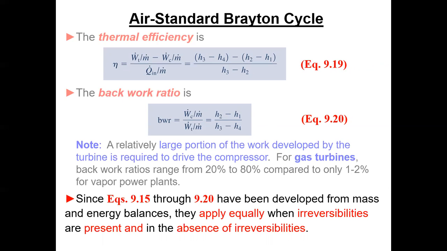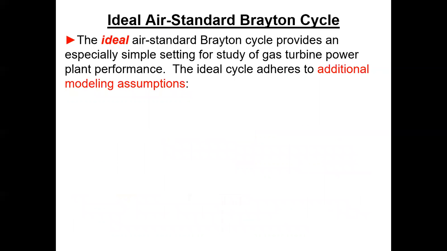And this comment is just saying that all these enthalpy differences apply whether we have irreversibilities present or not. We developed them from the argument for isentropic and irreversible and all that, but those enthalpy differences still apply even if there's irreversibilities present. So we don't have to rederive anything.